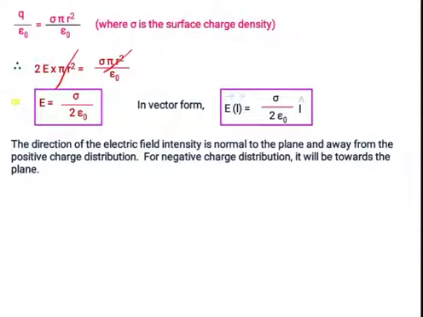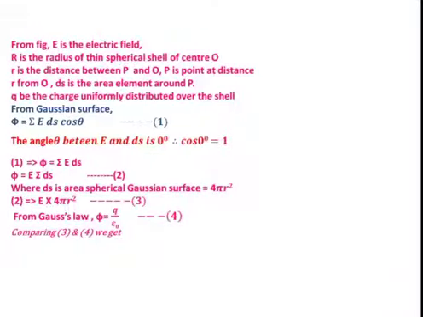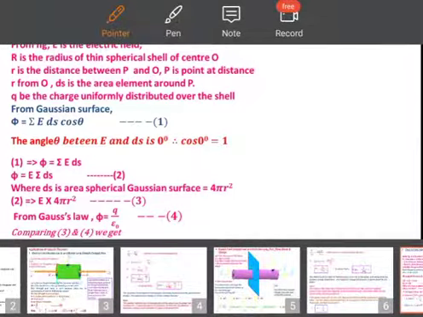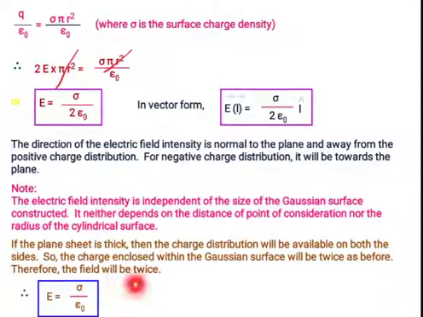The direction of electric field intensity is normal to the plane and away from the positive charge distribution. For negative charge distribution, it will be towards the plane. So these are important points which you need to remember. This last expression, E is equal to sigma by epsilon naught, is the final expression which you need to remember for your competitive examination.